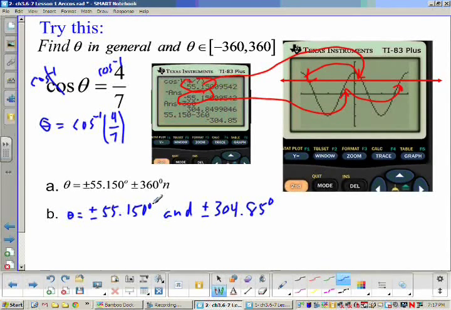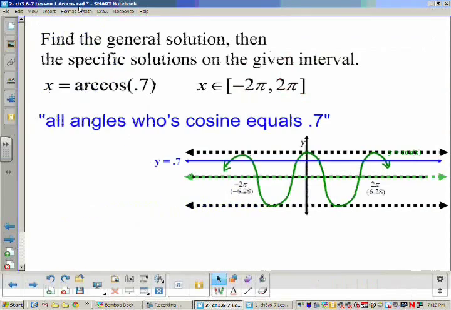I want to point out that using units for degrees is critical. You will lose points if you don't label with degrees. It's assumed to be radians if you don't include units. And today that starts to matter.